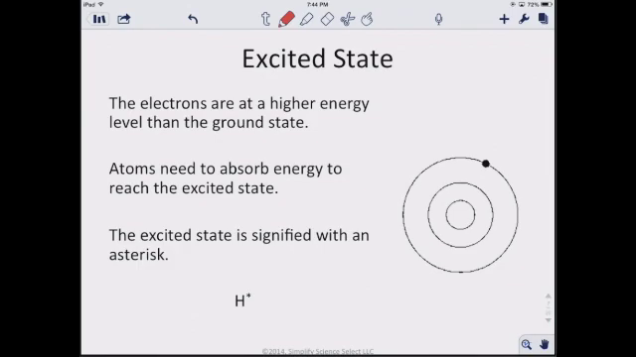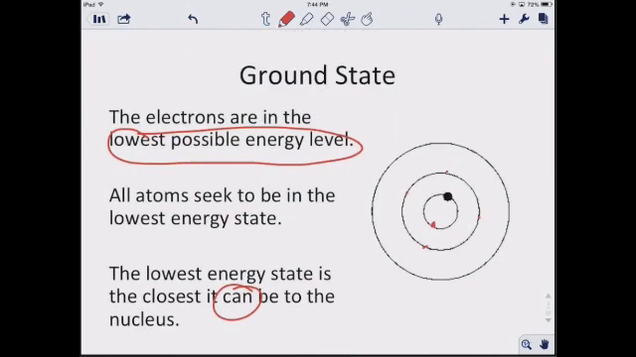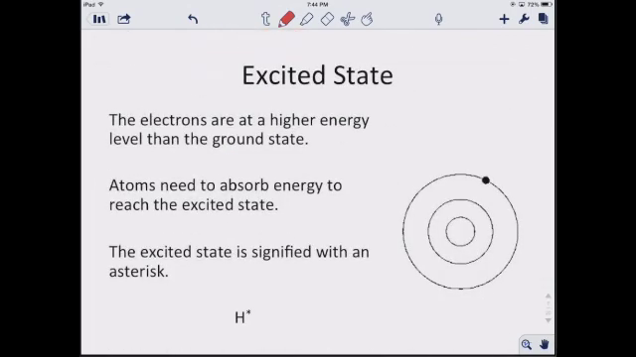So anything where an electron has jumped. And you can kind of see the picture here where the electron is sitting on that first energy level. It's right there. And then in the excited state, we see that it's jumped. It's gone to a higher energy level. Now, atoms need to absorb energy to reach this excited state. So we still have to follow the law of conservation of energy. So if this electron moved from that inner energy level to a higher energy level, it had to absorb some type of energy, because it just can't move on its own, so it has to absorb energy.